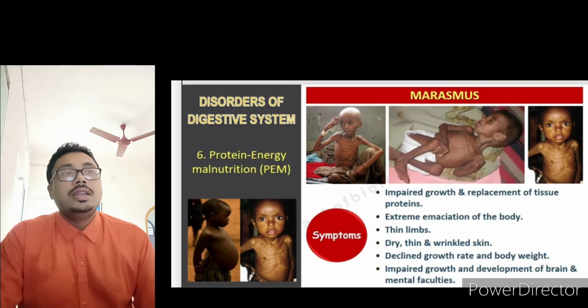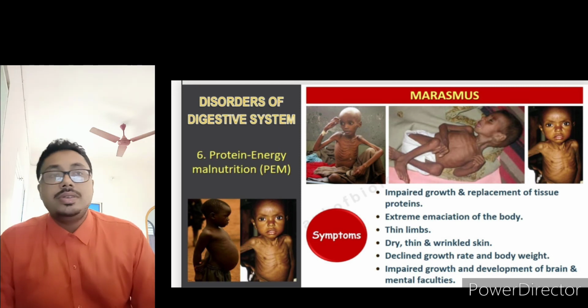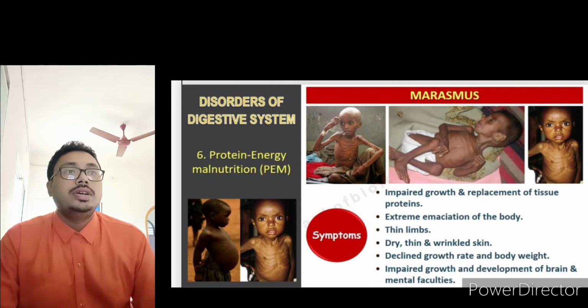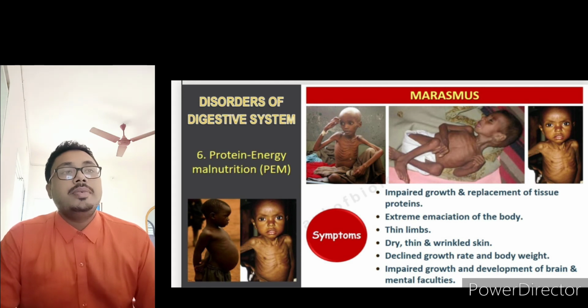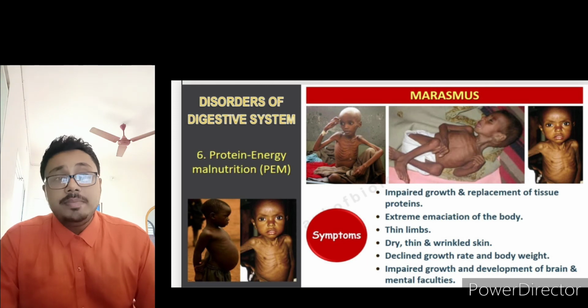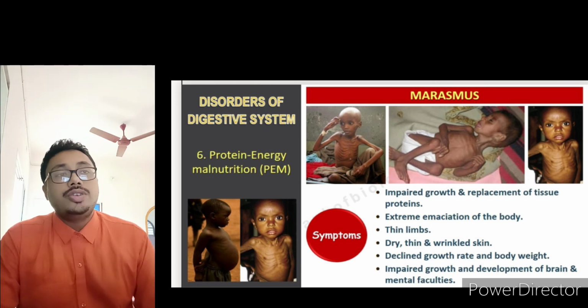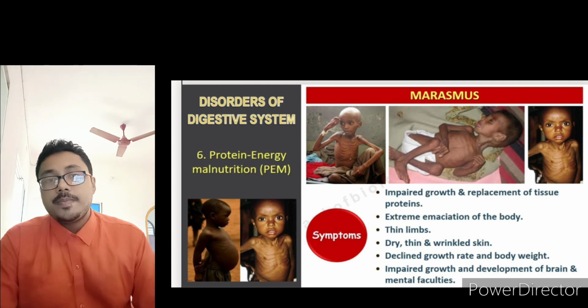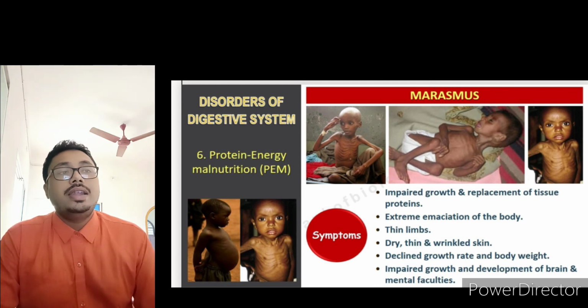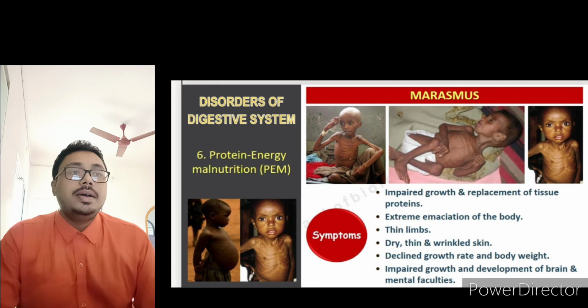Now, next, marasmus shows impaired growth and replacement of tissue proteins, extreme emaciation of the body, thin limbs, dry, thin and wrinkled skin, declined growth rate and body weight, and impaired growth and development of the brain and mental faculties.